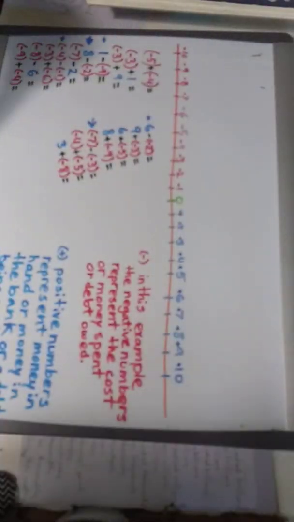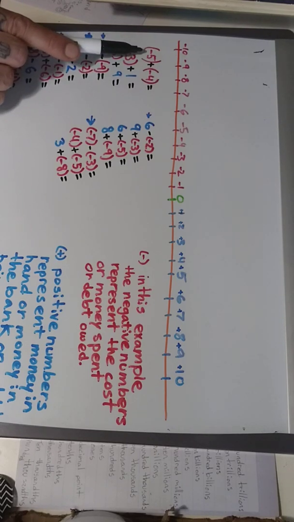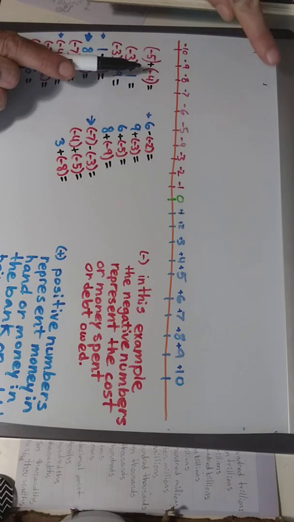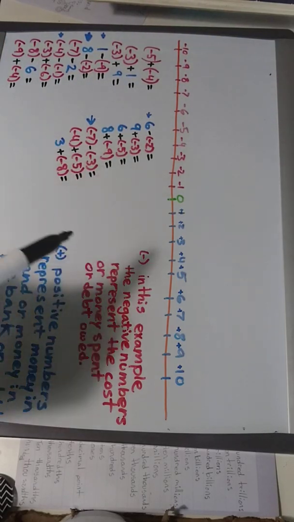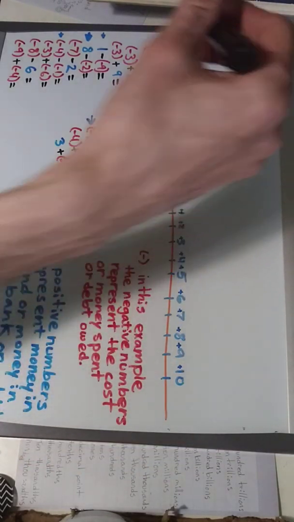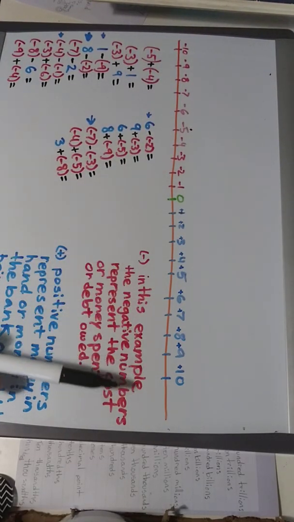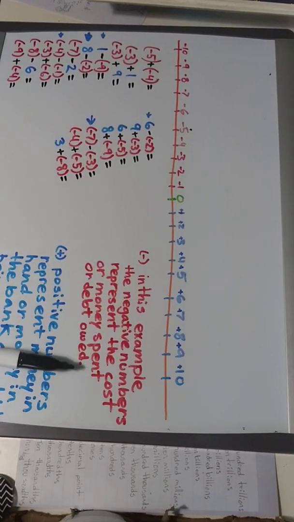So first off, we have negative 5 plus negative 4. Let's start off at negative 5, and then we're adding negative 4. In this example, the negative numbers represent the cost, or money spent, or debt owed. The positive numbers represent money in hand, or money in the bank, or a debt being paid.